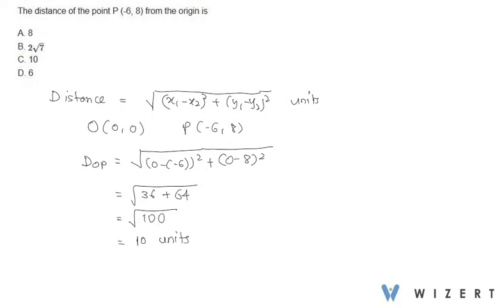Since we are calculating distance, we can ignore negative value of square root. So this is 10 units. Answer is option C.